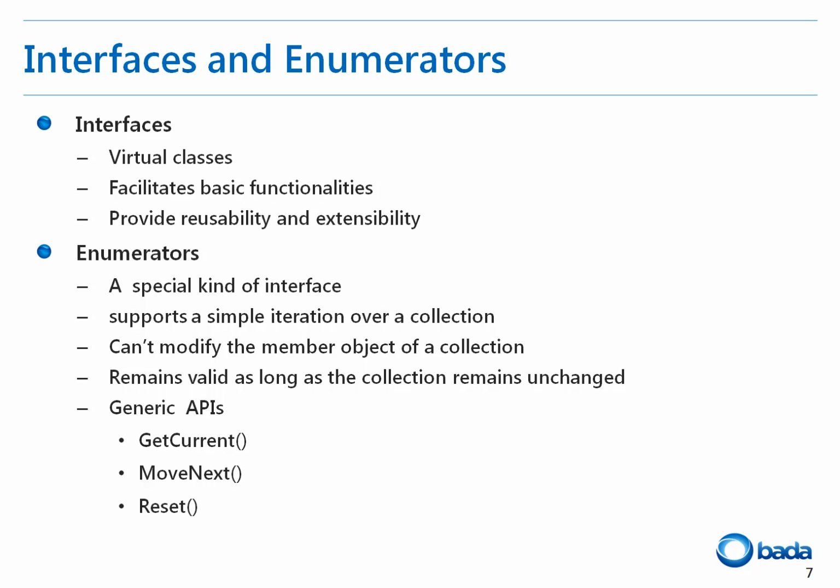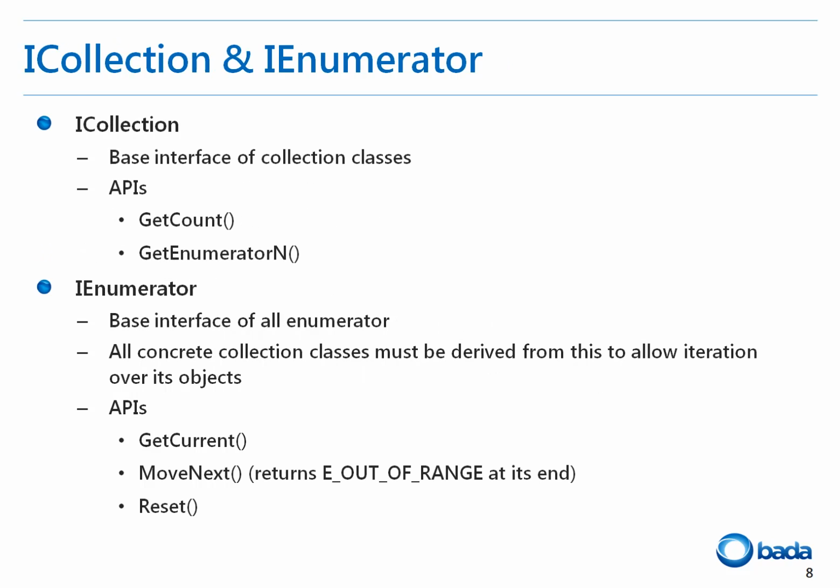Enumerators are special kinds of interfaces that can iterate or traverse over a collection class instance. Enumerators cannot modify or alter the collection object and remain valid for as long as the collection object is unchanged. The collection class provides various interfaces, including the iCollection, iEnumerator, iList, iMap, and iMultimap interfaces. I'll discuss more about these interface classes in the coming slides.